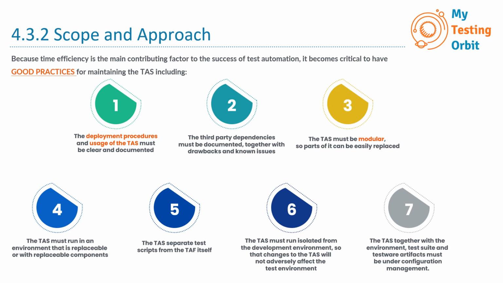And the last one is the TAS, together with the environment, test suite, and testware artifacts must be under configuration management. So place the TAS and related artifacts under version control. For example, use a version control system like Git to manage the TAS code, test scripts, and test data. This ensures that changes are tracked and previous versions can be restored if needed. So implementing all these good practices enhances the efficiency, reliability, and flexibility of your test automation efforts while ensuring consistency and reducing the risk of disruptions.